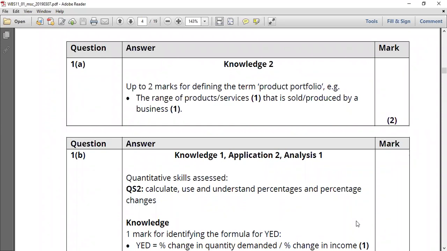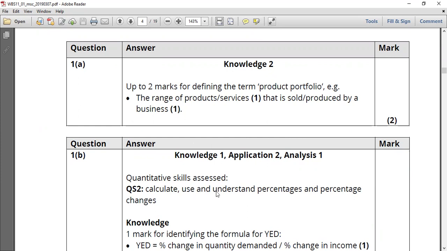It's a 2-mark question, so you must have these keywords in your answer: a range of products and services that is sold or produced by a business is called a product portfolio. There is no need to give applications in this case, because it is only AO1 knowledge, and you can easily earn the 2 marks from there. Okay.